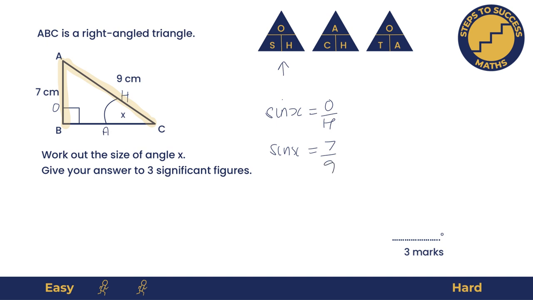We want X by itself, so we want inverse sine. X equals sine to the -1 of 7 over 9. Popping that on our calculator, we get 51.057... and we want to give our answer to 3 significant figures, 3 numbers. 51 point, and this time we do round up, so 51.1.